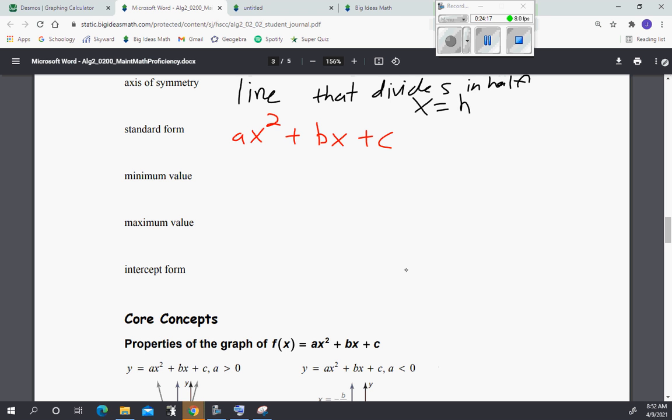To find our vertex here, we have to use negative b over 2a. That's how you find our vertex. That's how you find x. You gotta plug x in. So I'll even say x equals negative b over 2a.